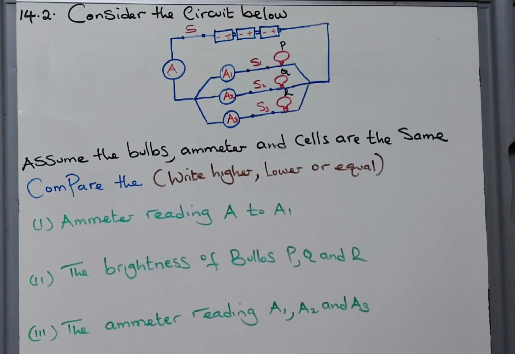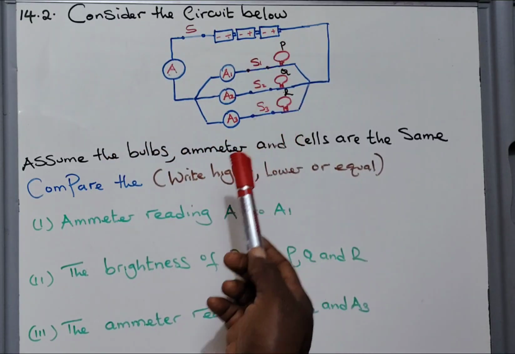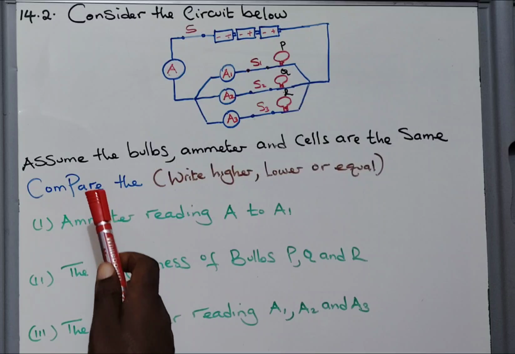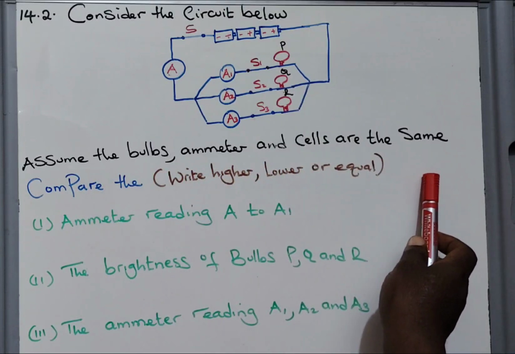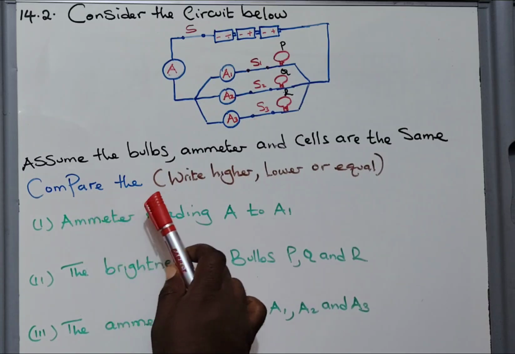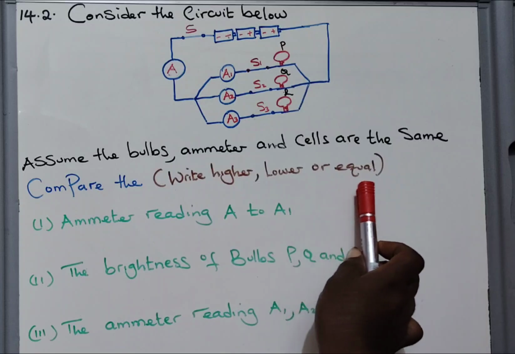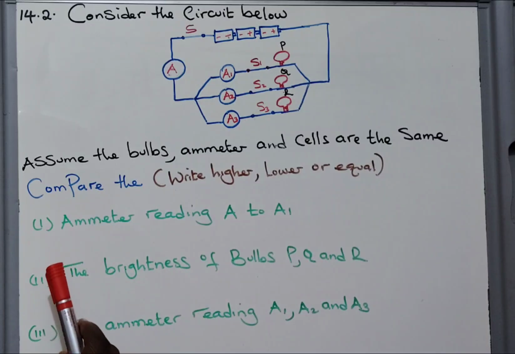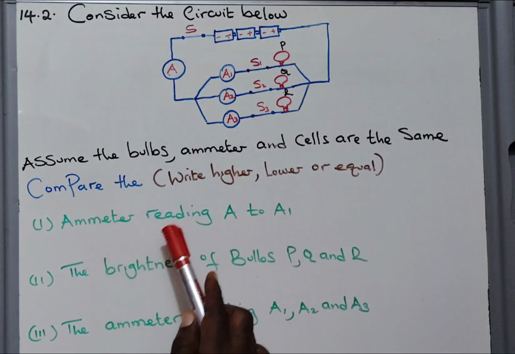Then we come to this question. It says consider the circuit below. This is the circuit. Assume the bulbs, ammeters, and cells are the same. You are going to write higher, lower, or equal. Compare what? Ammeter reading A, this one, to A1.